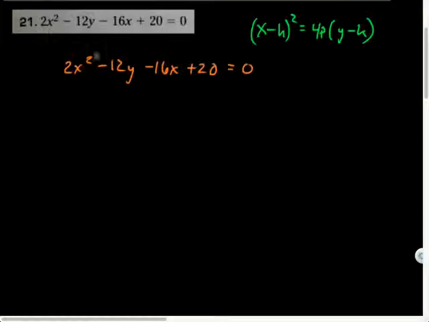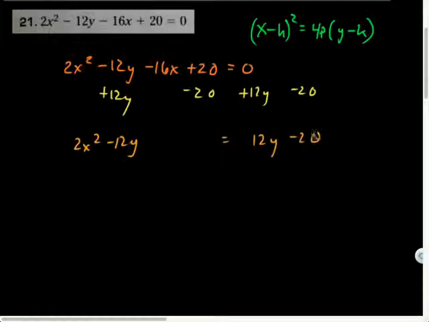And so looking at this, I think what I'll do is I'll gather all of the x's on the left and then the y and the constant on the right. So that's what I'm going to do. Subtract 20, subtract 20. So let's group all of our stuff together. 2x squared minus 12y equals, I'll throw the equal sign here, 12y minus 20.